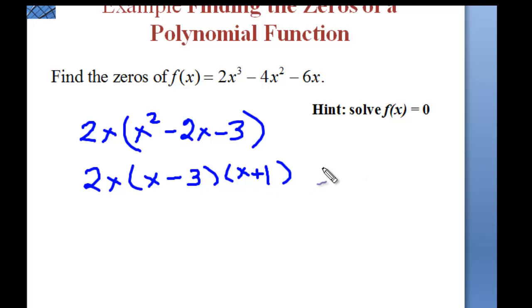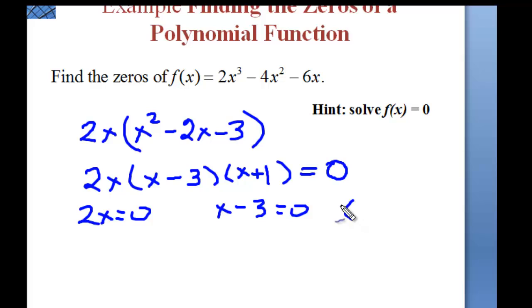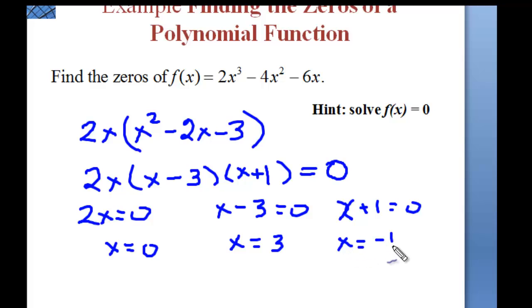So we factor that. To find the zeros, we set it equal to 0. So then we know that either 2x equals 0, x minus 3 is equal to 0, or x plus 1 is equal to 0. So our three zeros are x equals 0, x equals 3, and x equals negative 1. And those will be the three spots where it crosses the x-axis.